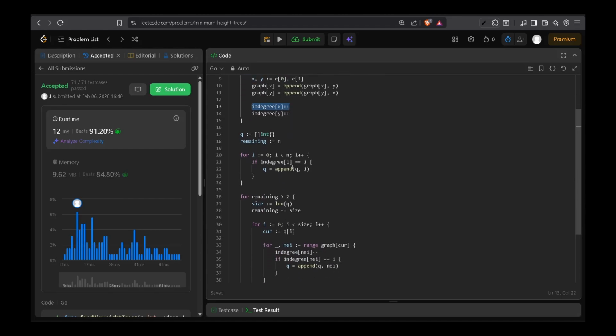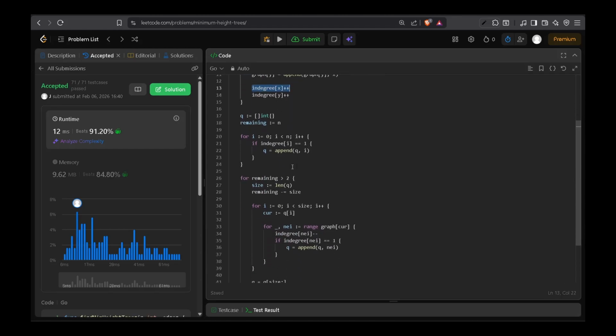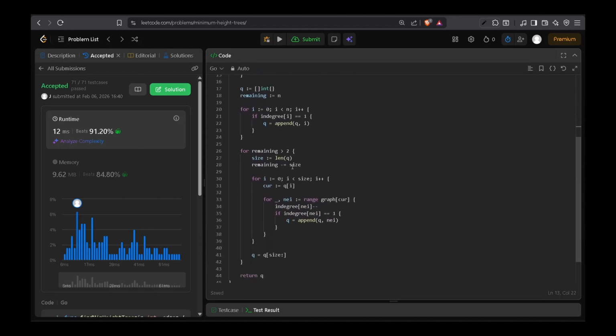It is generally used with breadth first search technique. It can be done with BFS, but I prefer this method, so I've done this.